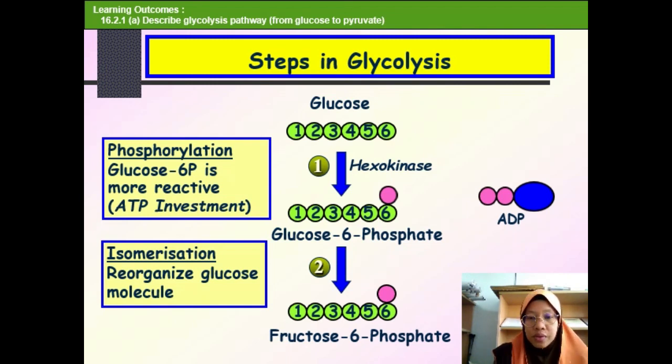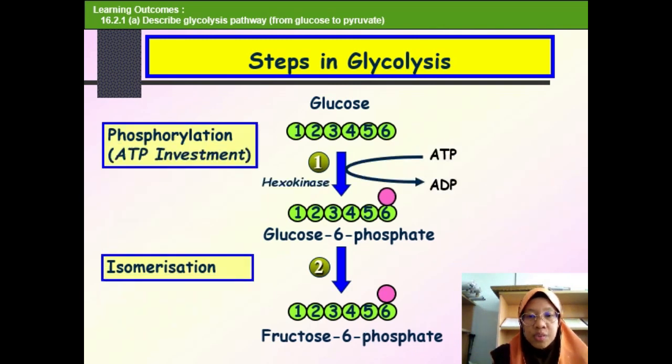Okay, so kita pergi ke proses seterusnya. Okay, so ni ringkasan saja tadi. Step 1 and step 2. Right, so step 1 phosphorylation. You ada ATP investment, pinjam ATP. So look at the arrow. ATP buang fosfat jadi ADP. Glucose dapat fosfat jadi glucose 6-phosphate.